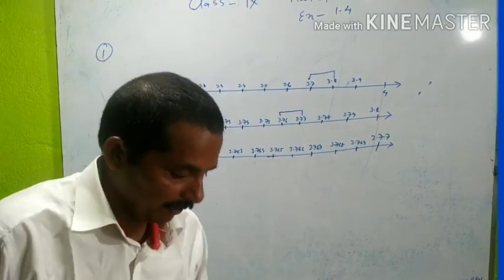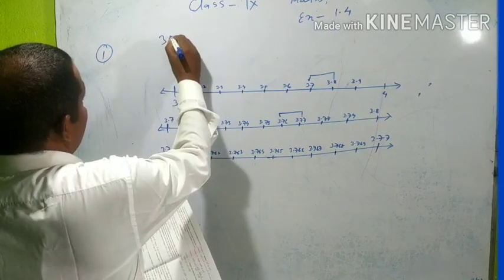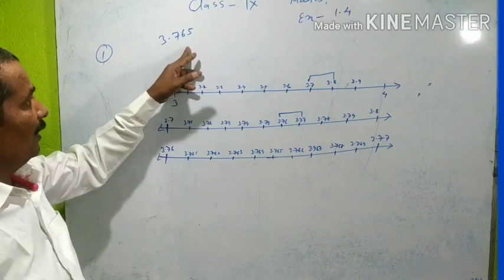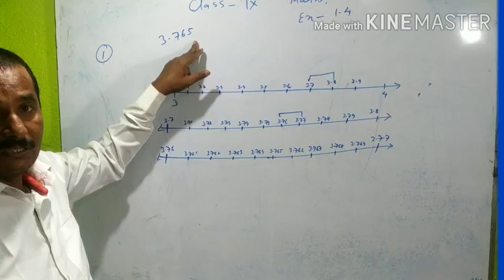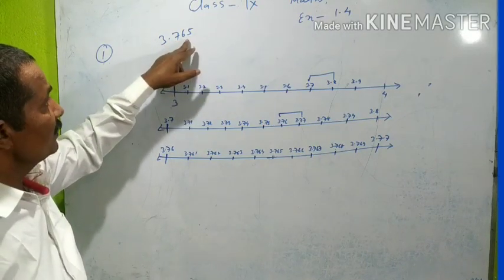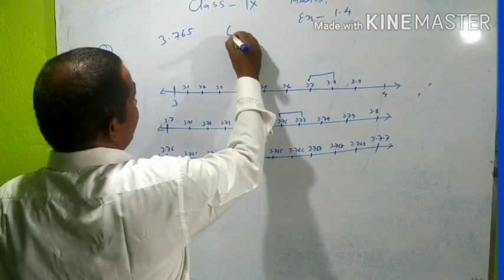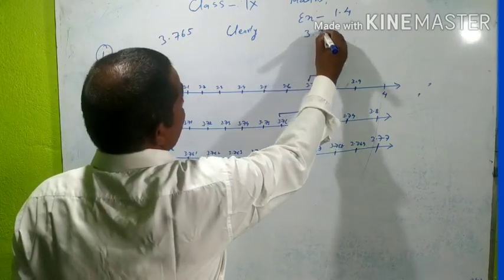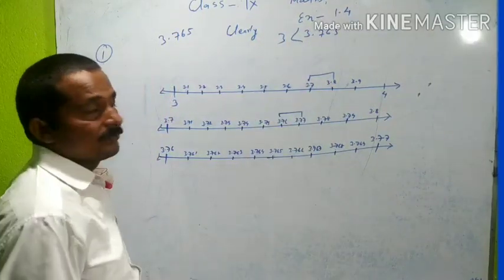Look here. The number is 3.765. It has 3 decimal places. 3 point something is here. The integral part is 3 and the decimal part is 765. Clearly, 3.765 is more than 3 but less than 4.